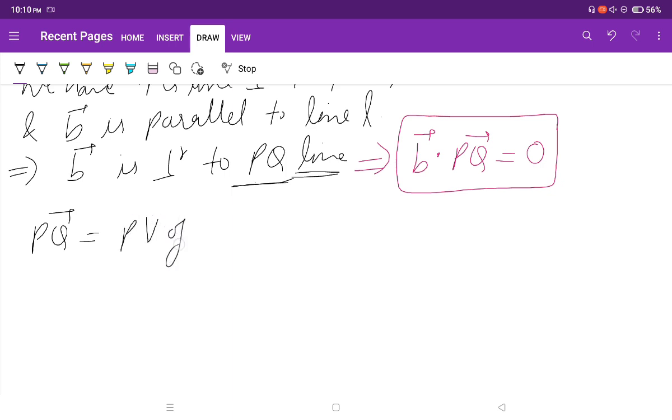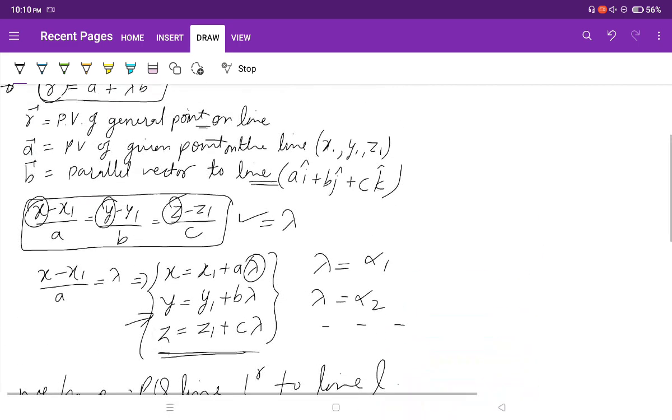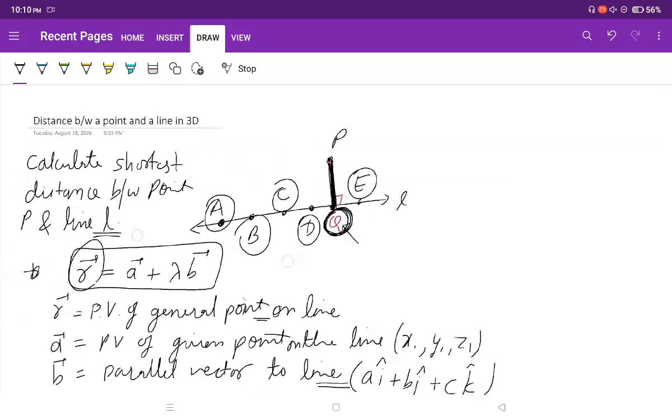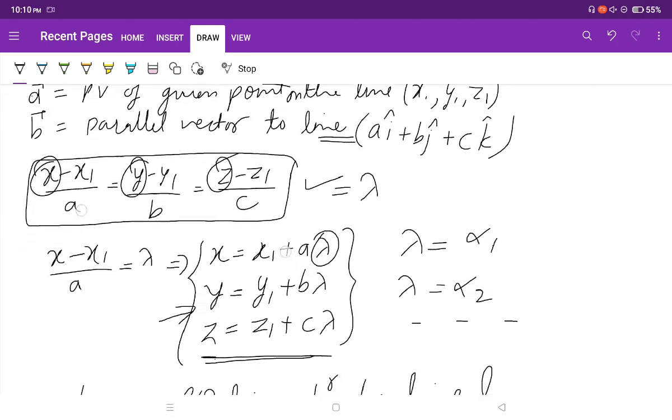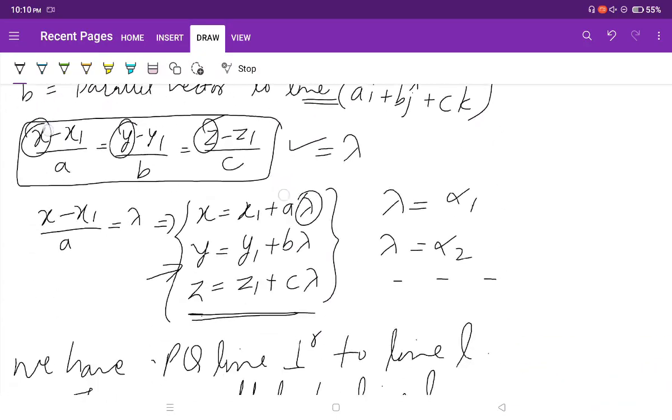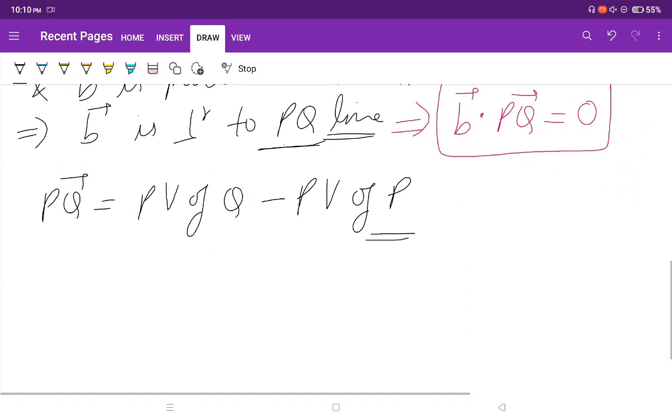Position vector of Q minus position vector of P, right? Now we already know the coordinates of P, because it will be given to us. Suppose we have x2, y2, z2. This is the given point. And we will have x1, y1, z1 in the equation of the line.